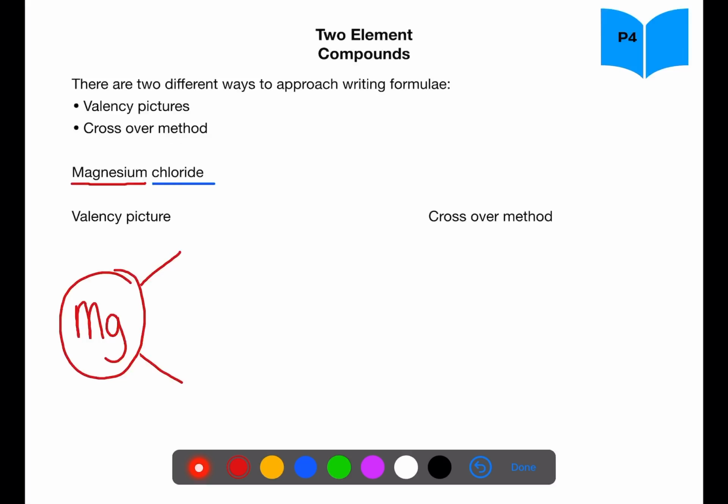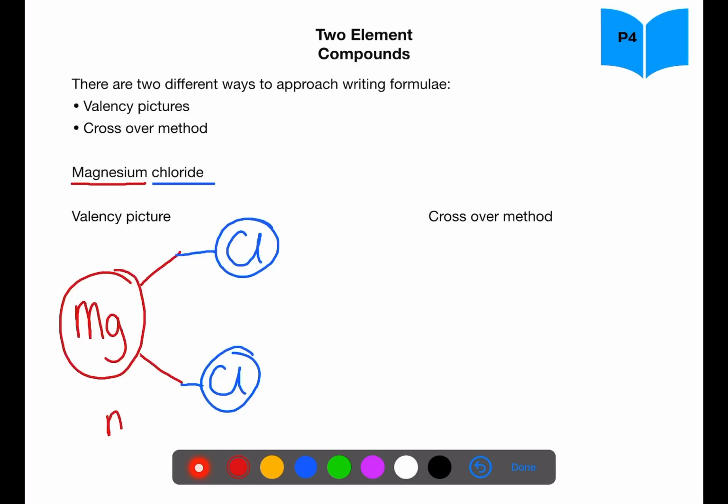We then look at the second element. Chlorine is in group 7. It has a symbol of Cl, so we have Cl with a circle around it. Group 7 elements have a valency of 1. Therefore, we can only join 1 chlorine onto one of the arms. We fill up the other arm with another chlorine. You can only join the opposite element to each other.